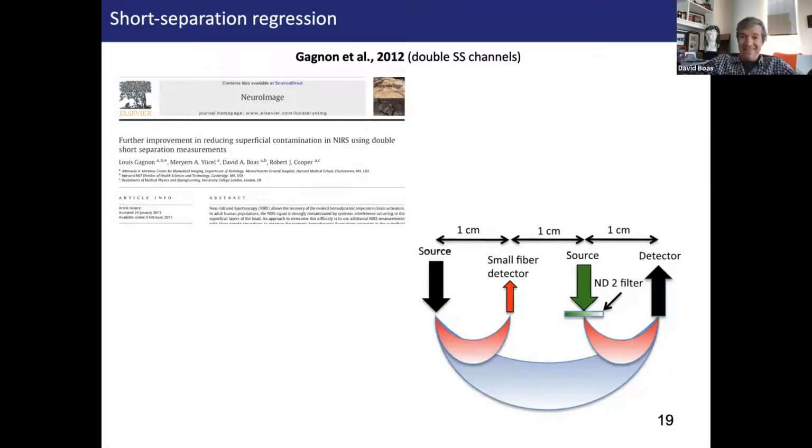And again, the Homer GLM function allows you to do that, right? It's not as good as maybe having those 8 millimeter short separation channels, but it's almost as good. And experimentally, it would be very challenging to get those 8 millimeter channels in there, so you do the best you can.